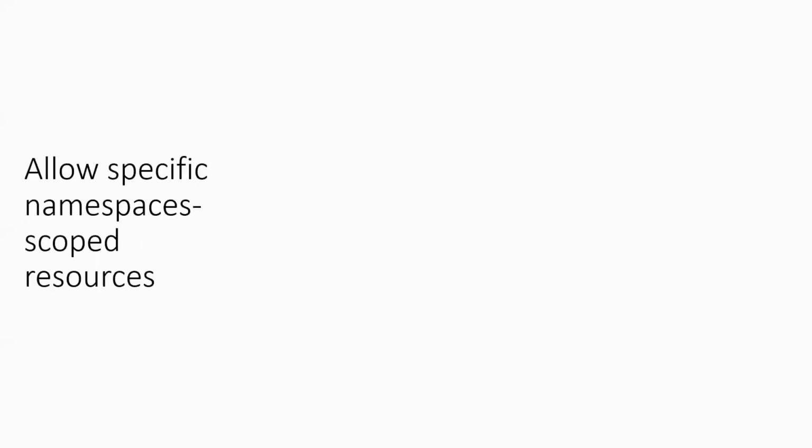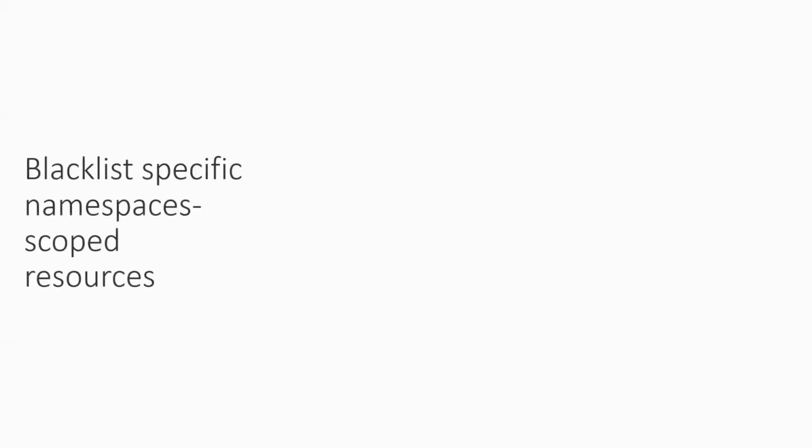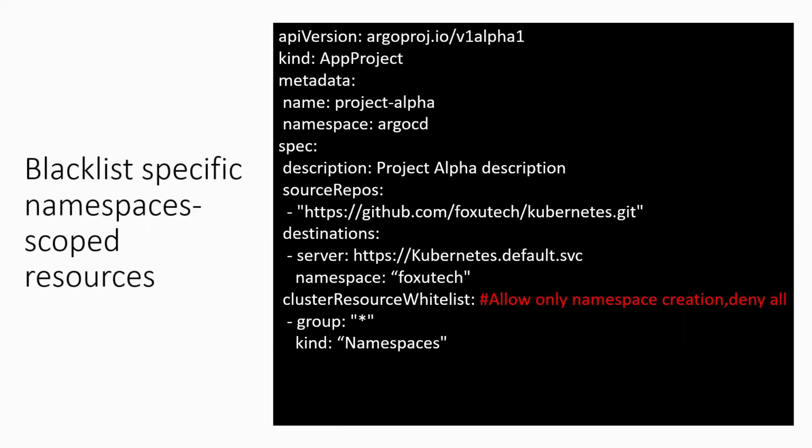So same for the namespace scope. When we say namespace scope, again, I'm going to group it as apps, and the app should be kind of deployments only allowed. So no other resources will be allowed to be created as part of this particular project, right? Okay. So same for the block list.